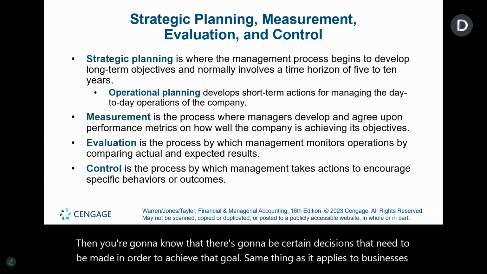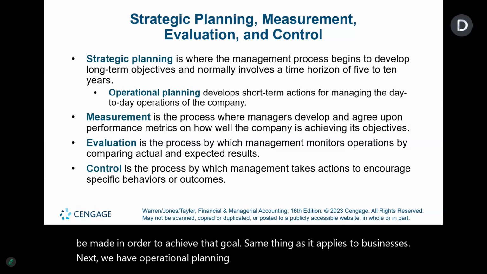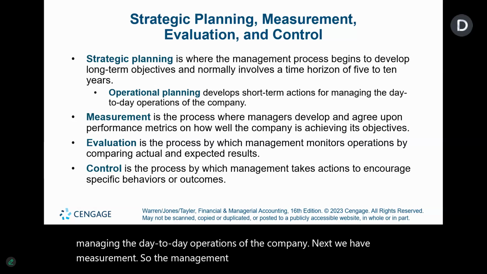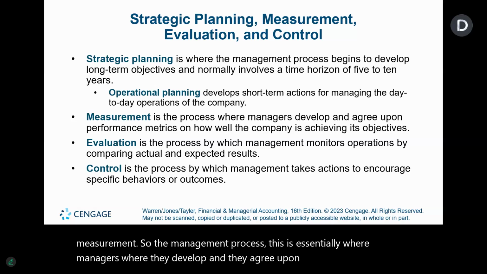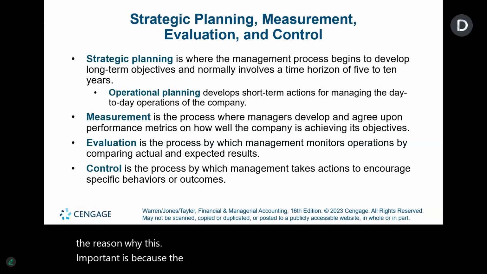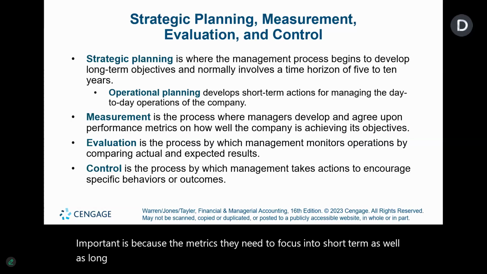Next, we have operational planning, which develops short-term actions for managing the day-to-day operations of the company. Next, we have measurement. In the management process, this is where managers develop and agree upon different performance metrics on how well the company is achieving its objectives. The reason this is important is that the metrics need to focus on short-term as well as long-term objectives.